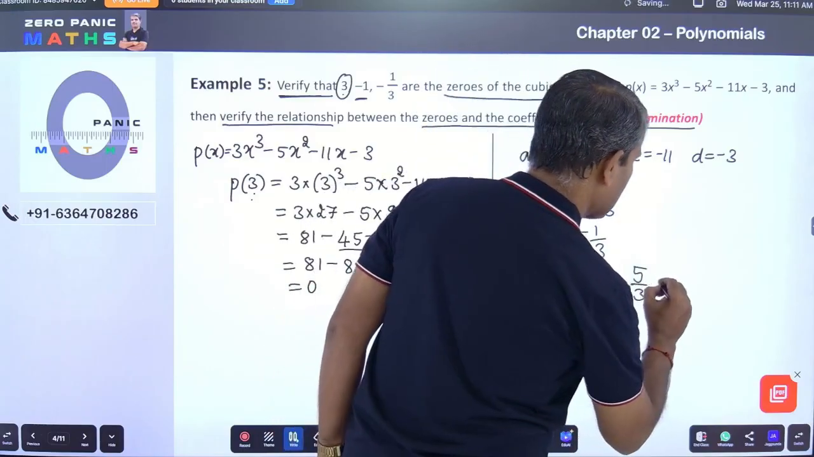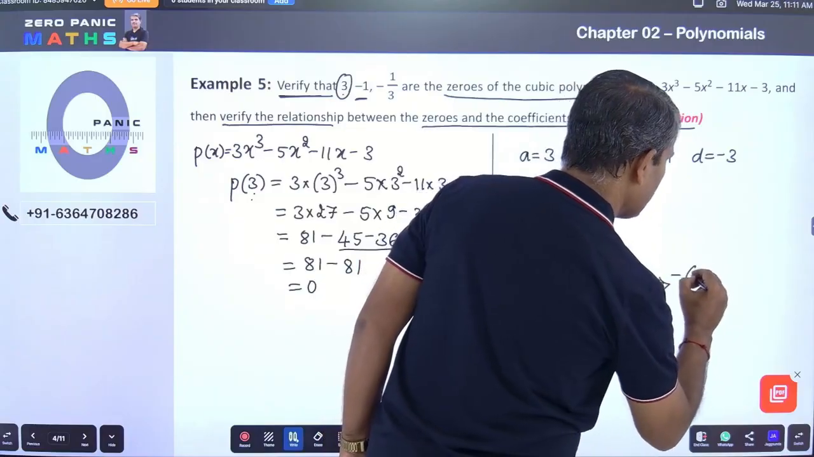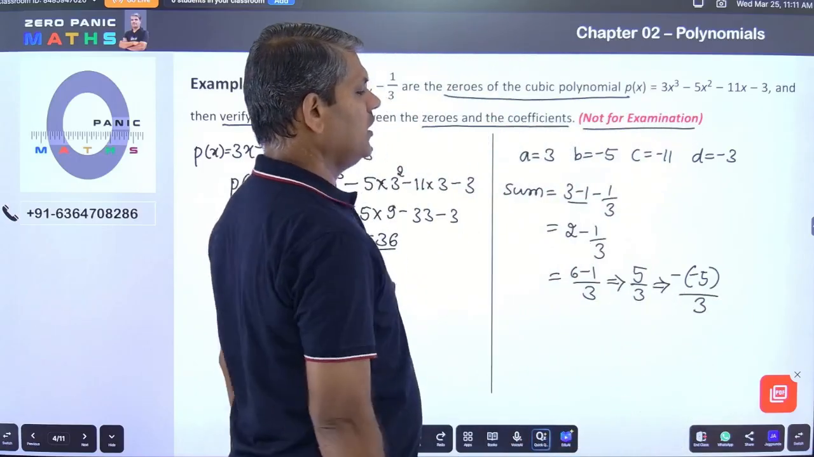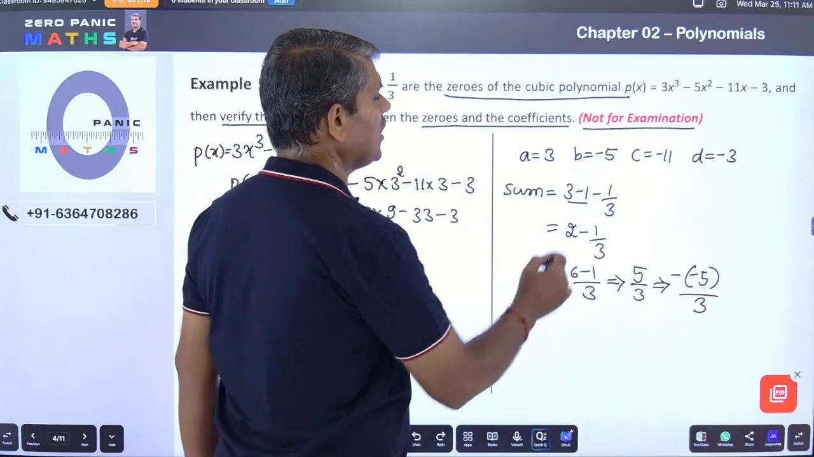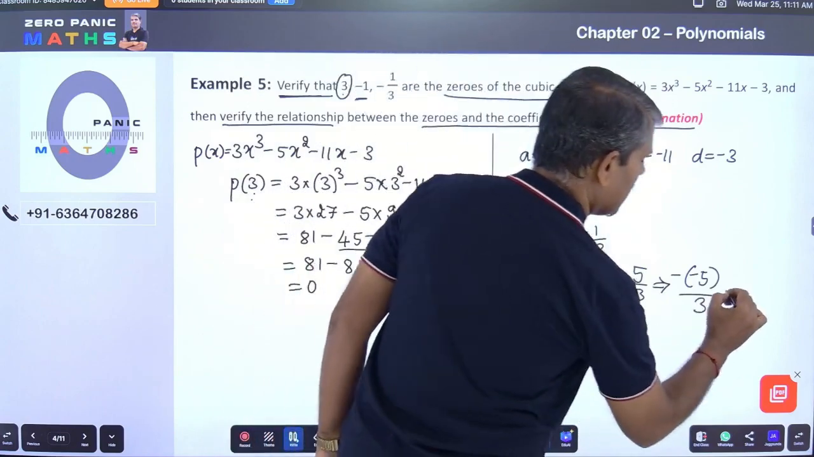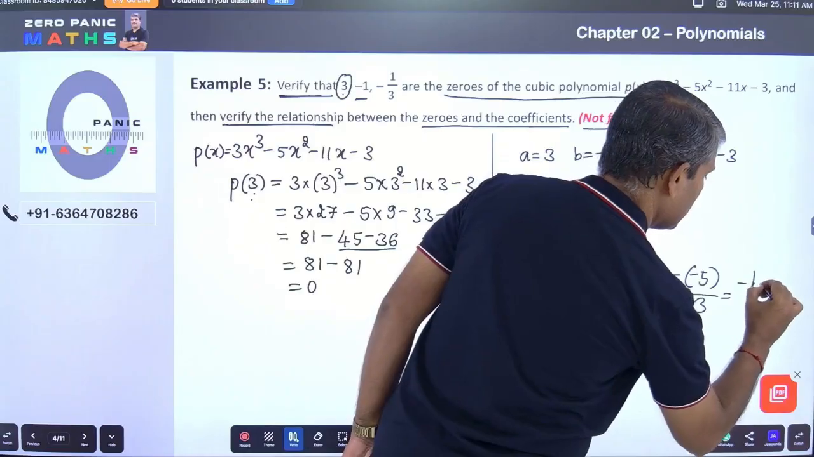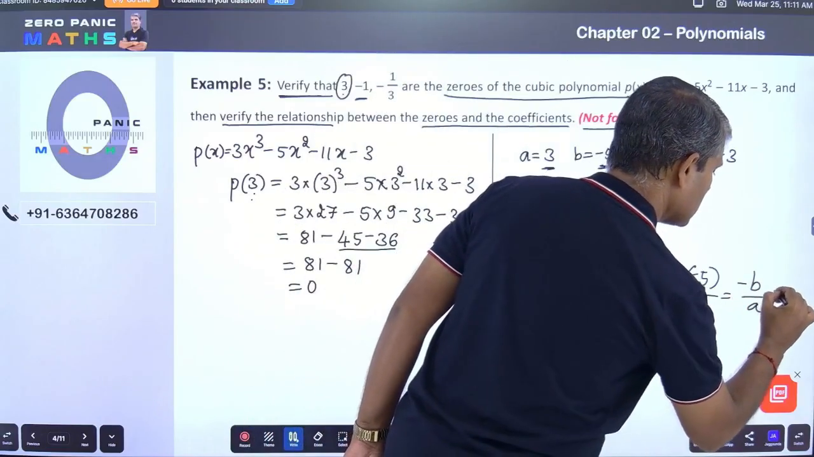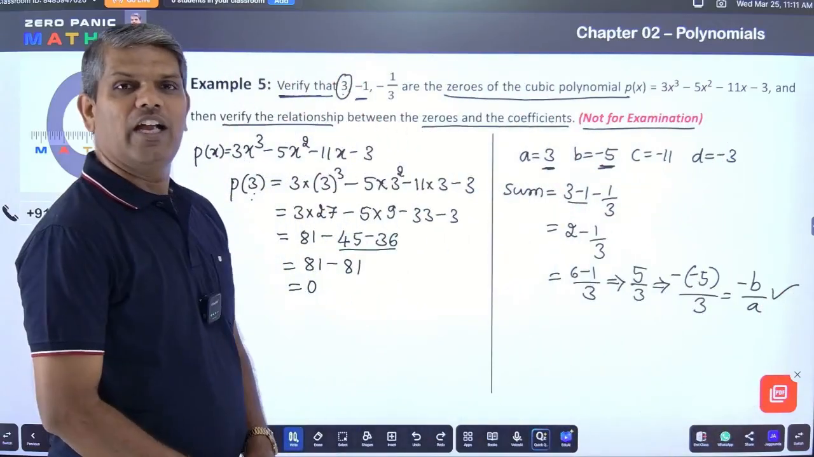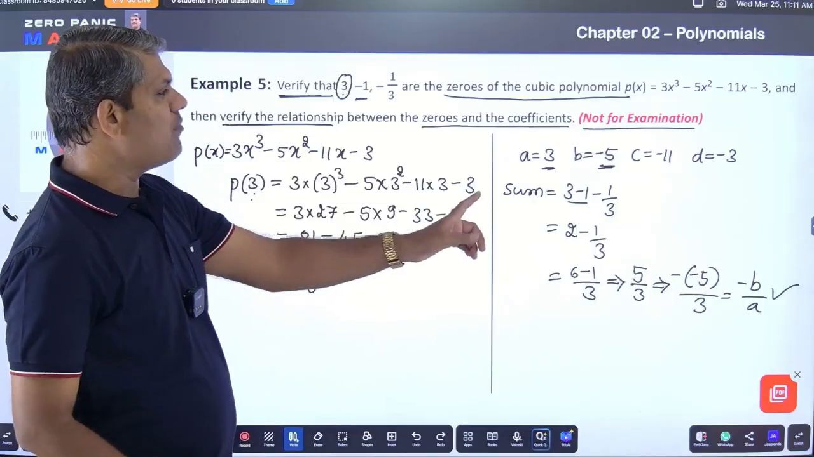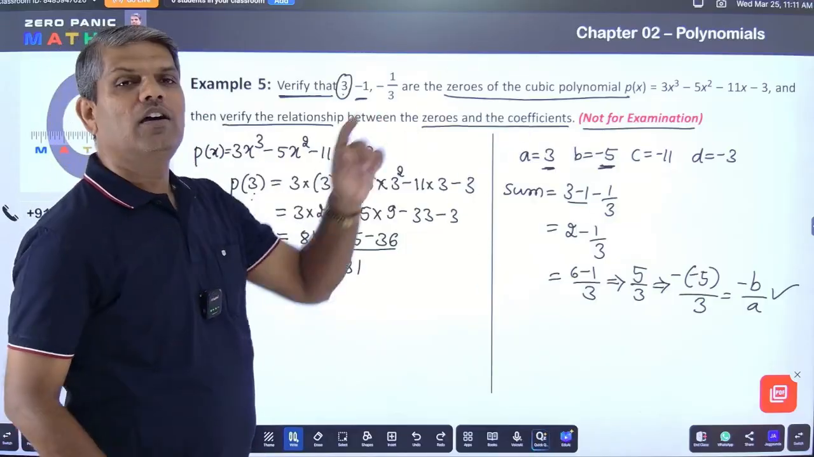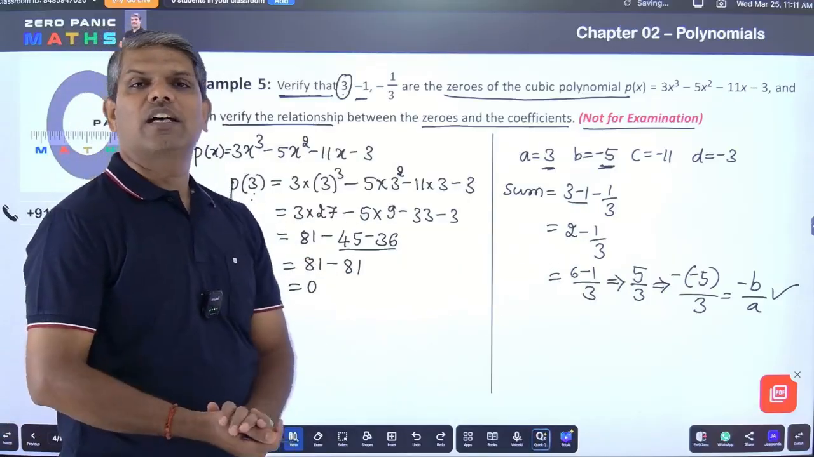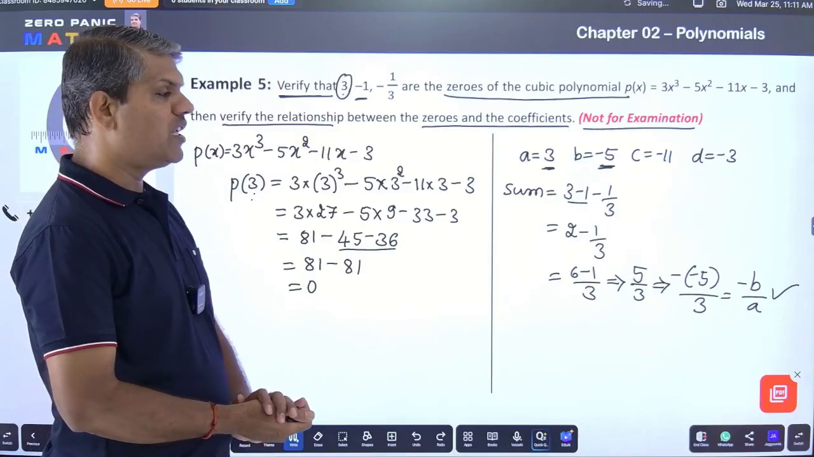5 by 3, can I write it as minus of minus 5 by 3? Because I want to prove it is equal to minus b by a. What is minus 5? That is minus b. And what is 3? It is a. So it is true that the sum of the three zeros of the given polynomial satisfies the condition that it is always minus b by a.